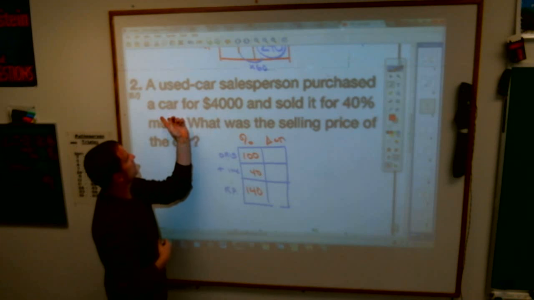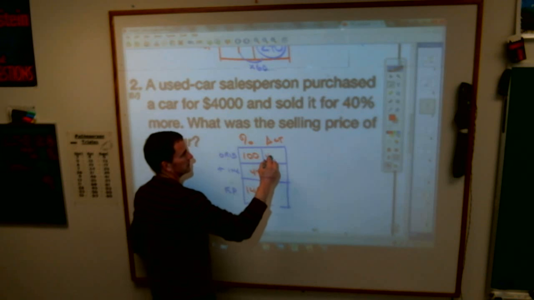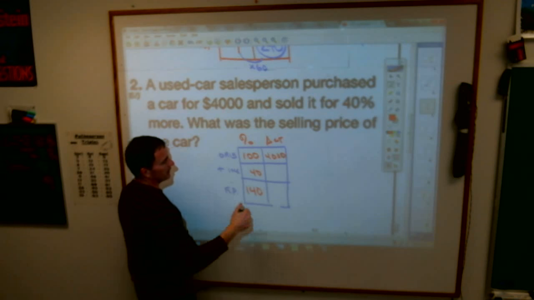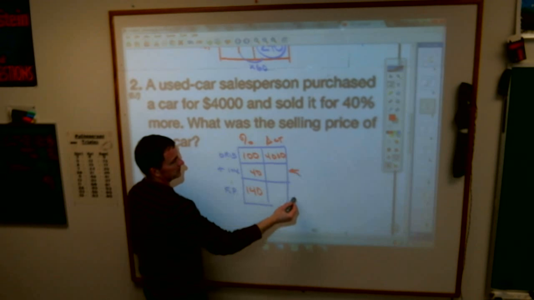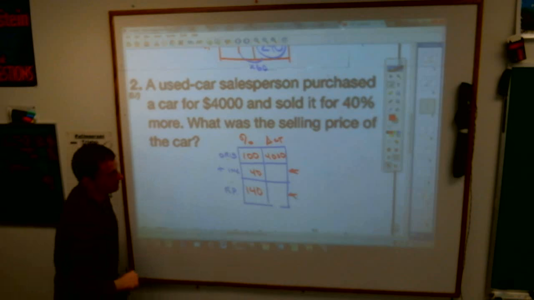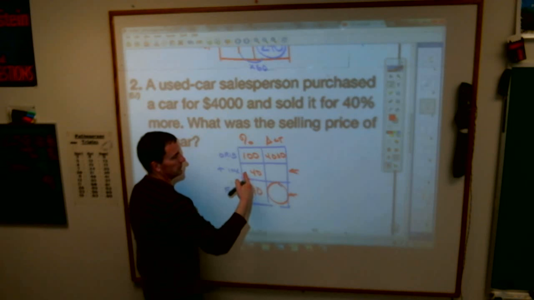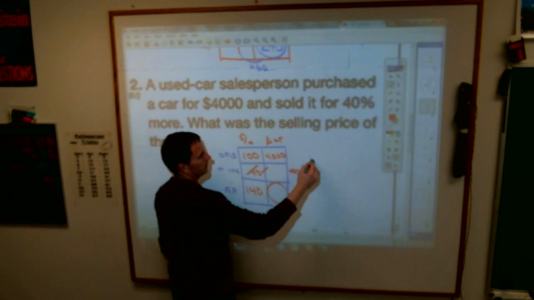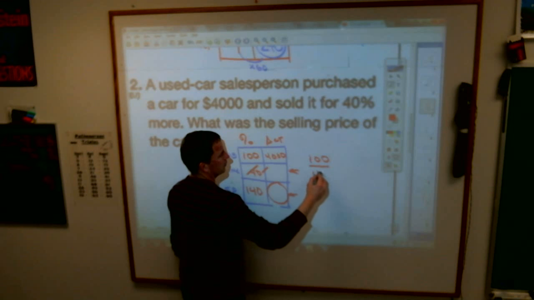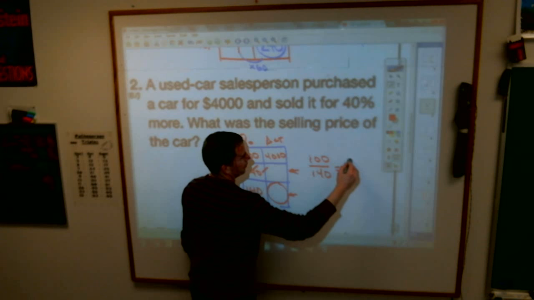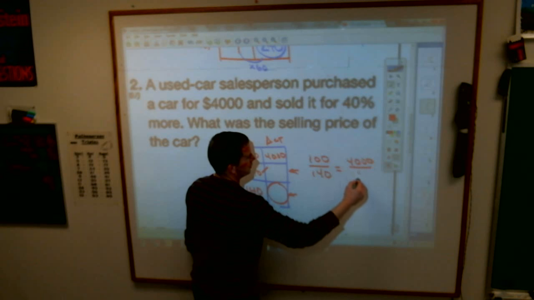A salesman purchased the car for $4,000, yes. And then you have to decide, are they asking you for how much the increase is or how much the final price is going to be? What is the selling price? So you don't need this 40. 100 over 140 equals 4,000 over what number?